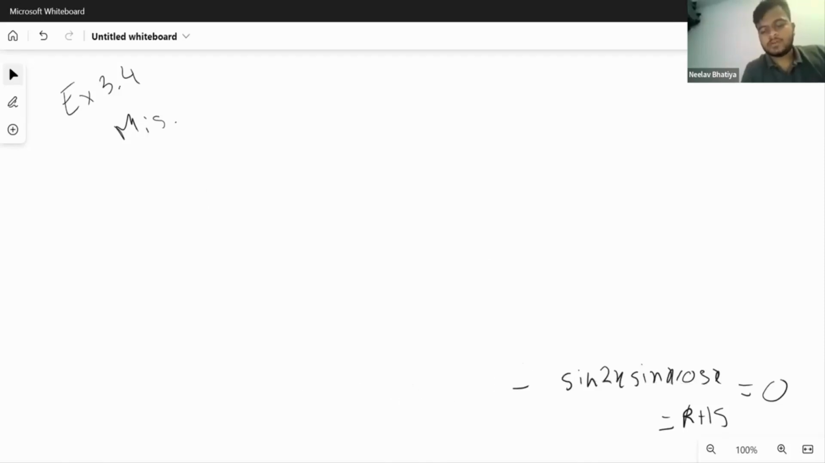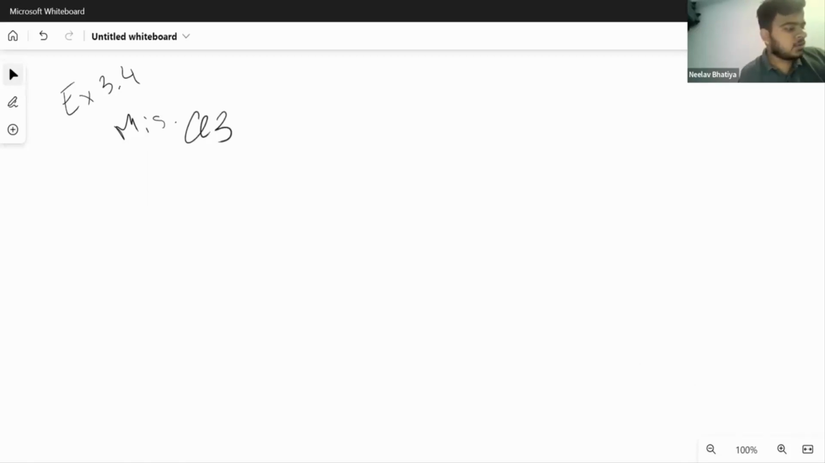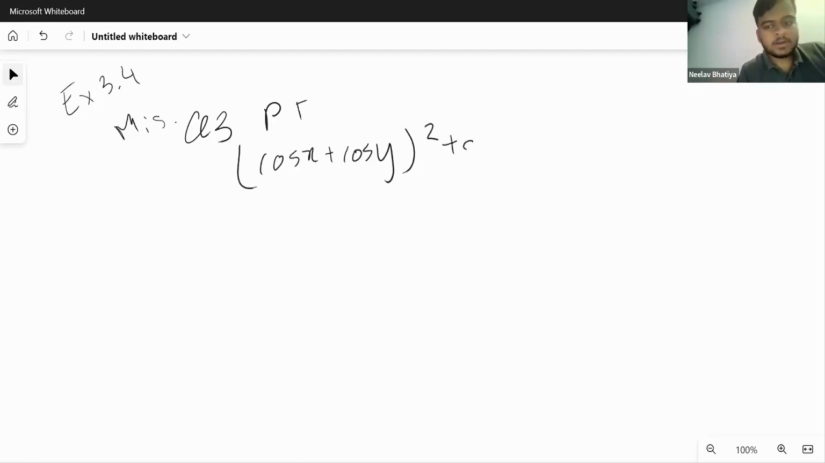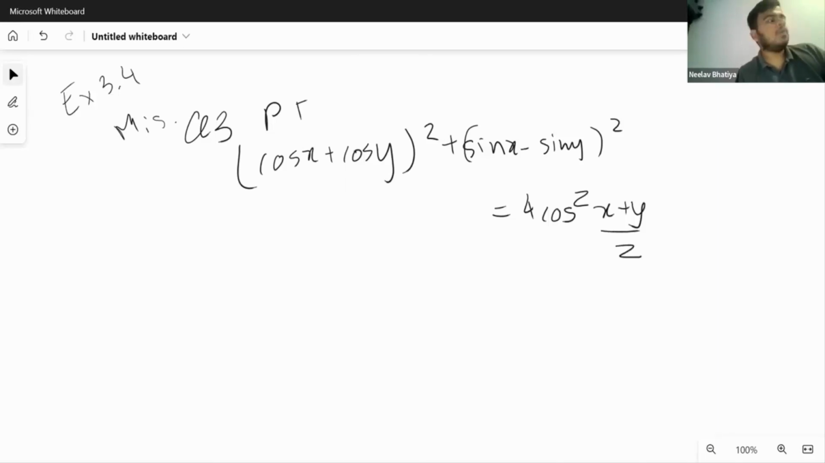Moving on to the third question. The third question says that we need to prove that (cos x plus cos y) whole square plus (sin x plus sin y) whole square equals 4 cos square x plus y by 2. Correct? This is something that you have to prove in this question.